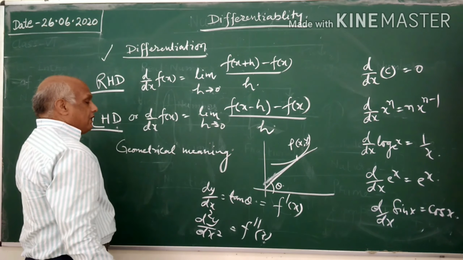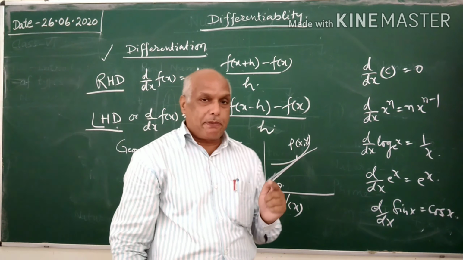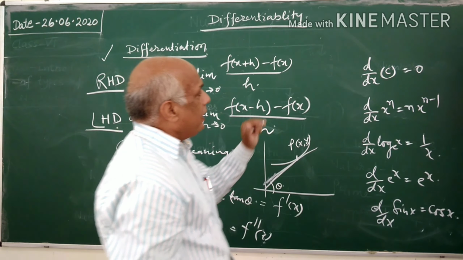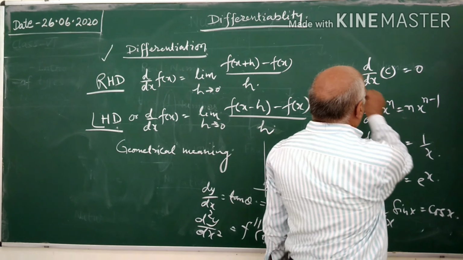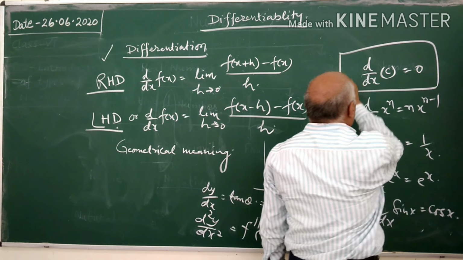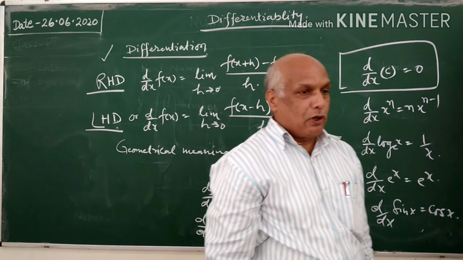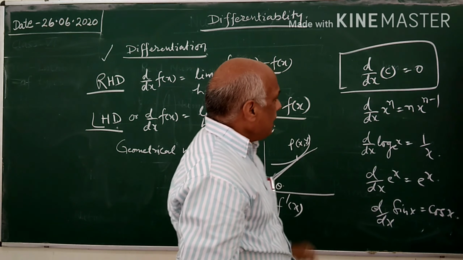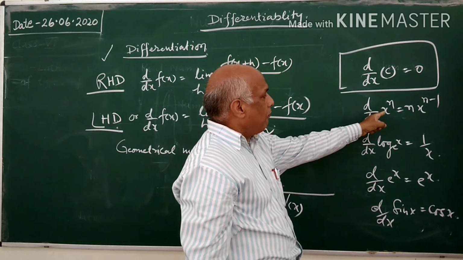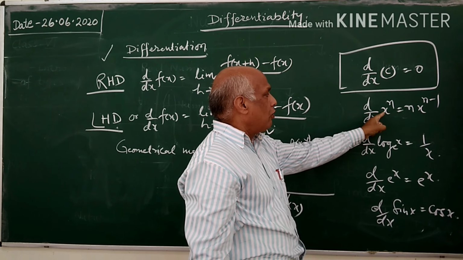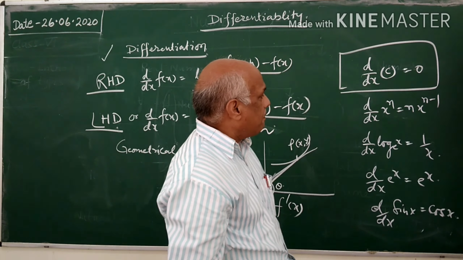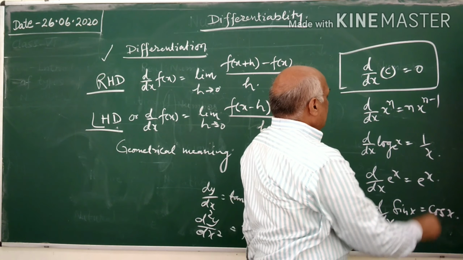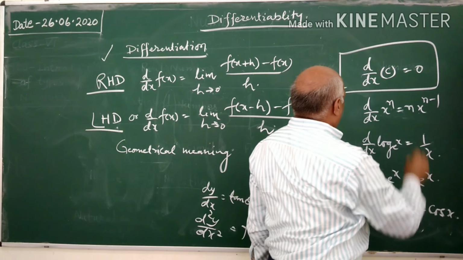Here we say the differentiation represents the rate of change in a quantity. For a constant function, the rate of change in quantity is always zero, so the differentiation of a constant function is 0. In class 11, we had the idea how to get the differentiation by first principle. The differentiation of x to the power n is equal to n x to the power n minus 1.